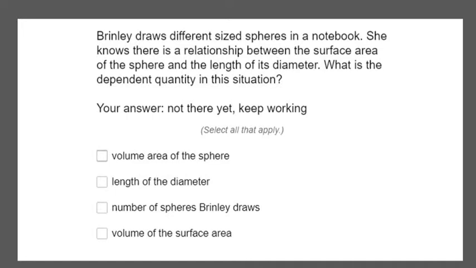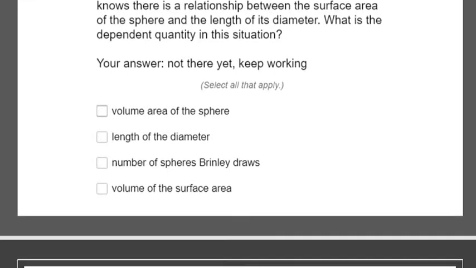On this next one, Brinley draws different size spheres in a notebook. She knows there is a relationship between the surface area of the sphere and the length of its diameter. What is the independent quantity in this situation? So look through there and see if you see the keyword per and or each, and if you don't, look for a phrase. You're looking for the dependent quantity. Put me on pause.